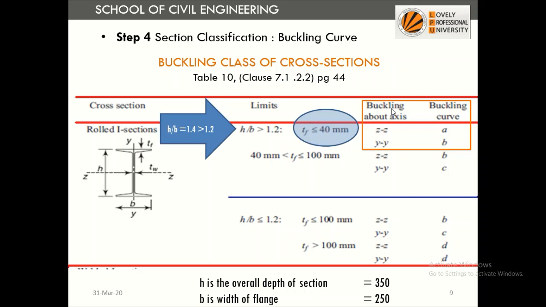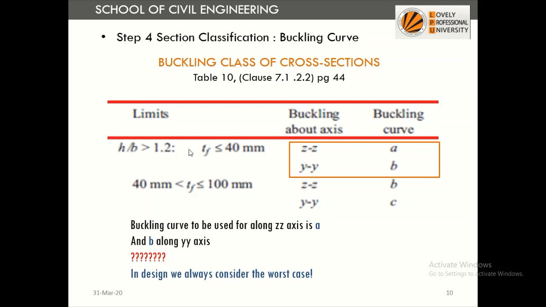So we can say that buckling about the z axis will be taken from curve a, and buckling about the y axis will be taken from buckling curve b. So this is to check whether we have to use the table 9A curve or the table 9B curve. About the z axis we will use curve a, and to calculate about the y axis we have to use curve b. So here h by b is greater than 1.2, so along the zz axis the buckling curve we use is a, and for the y axis it is b.